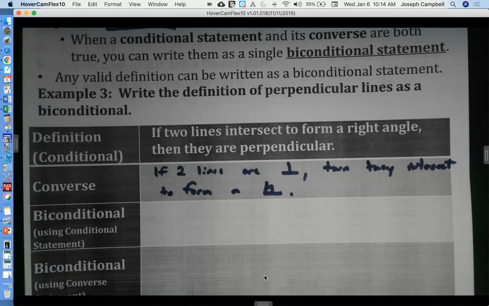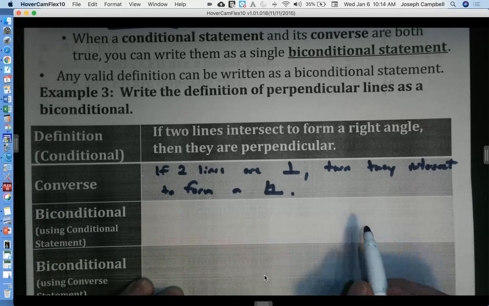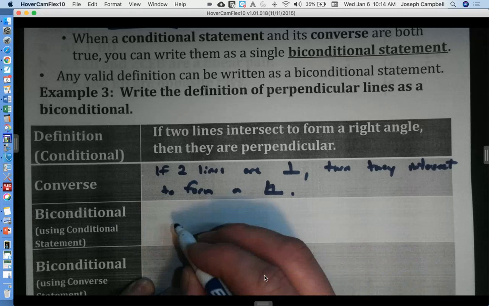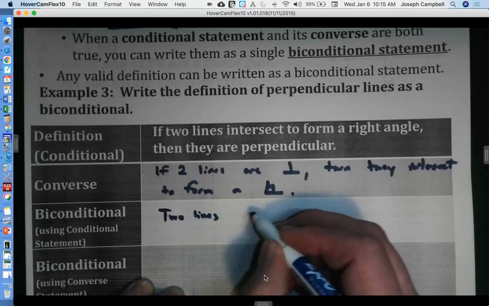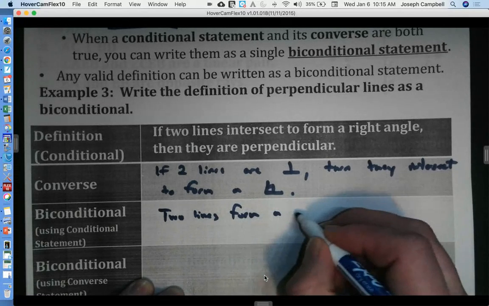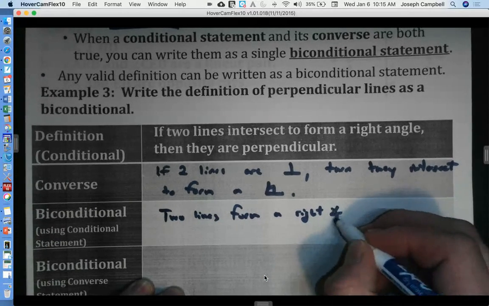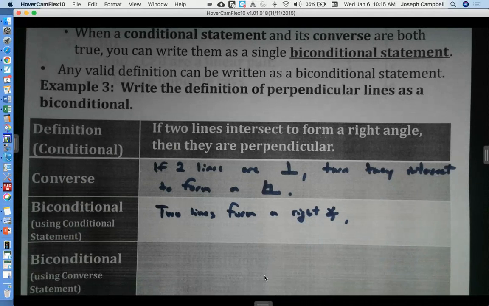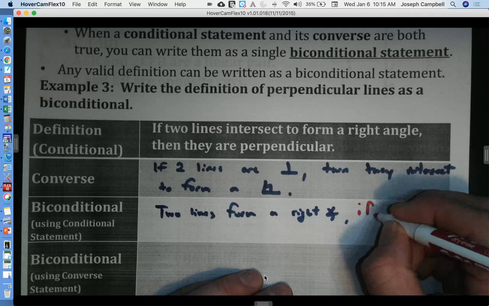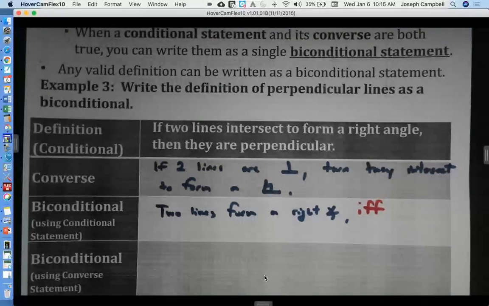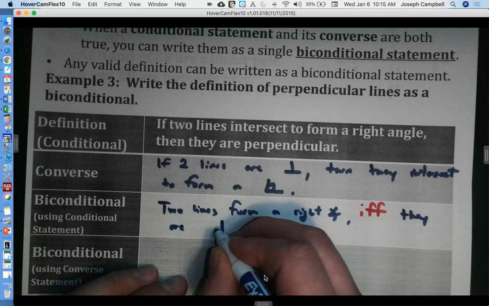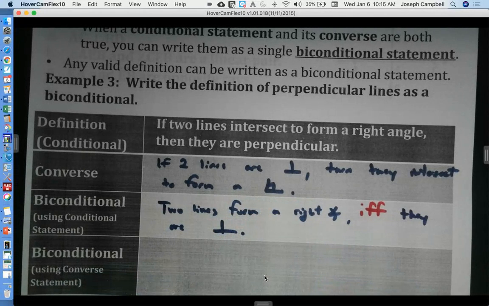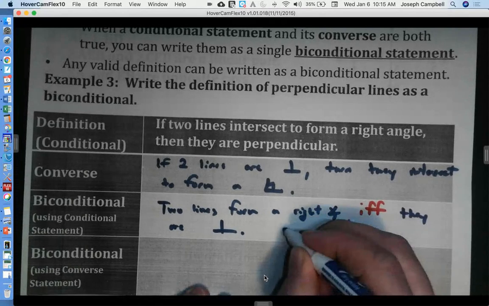The biconditional is when we throw the if and only if in there, okay? So we'll use the conditional statement as the beginning here. Two lines form a right angle, and then here comes the kicker. If and only if they are perpendicular. Okay? That would imply bidirectionality.